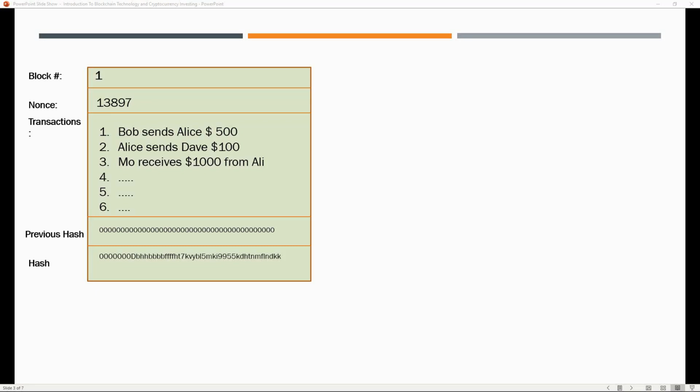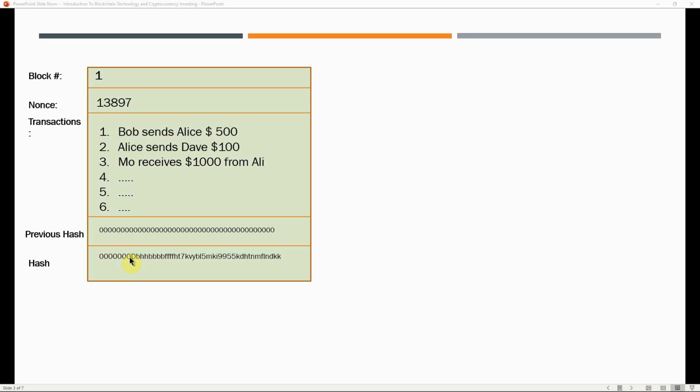So, what is this challenge? These challenges are being released by the Bitcoin or the blockchain protocol. So, for instance, the challenge might be we want a hash value that's going to have 7 preceding 0s or 6 preceding 0s, whatever zeros that they want to have in front of the hash. That will be the challenge.